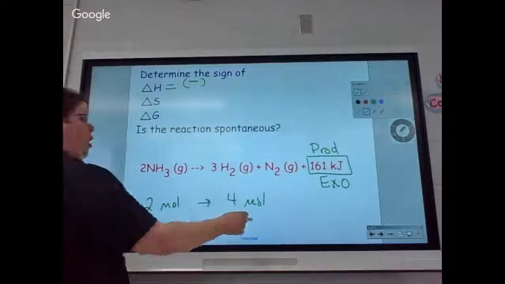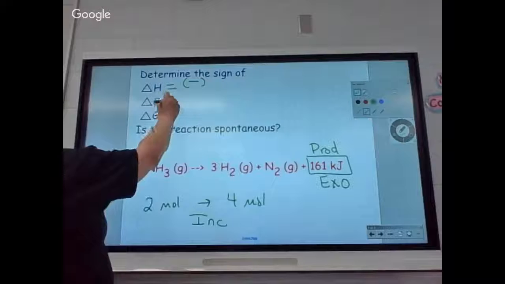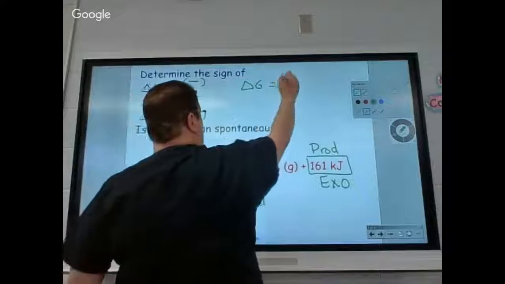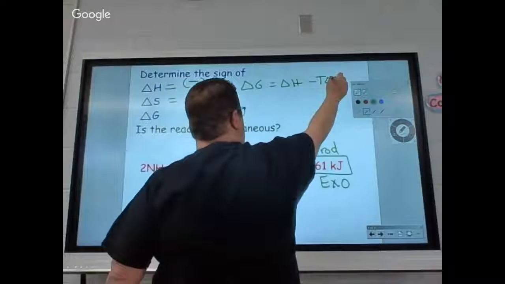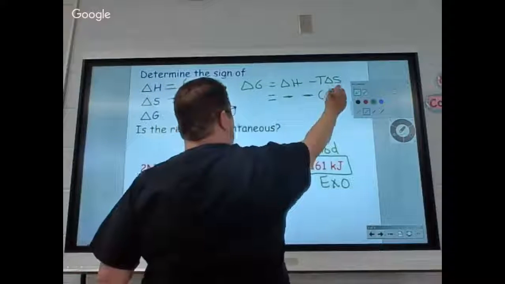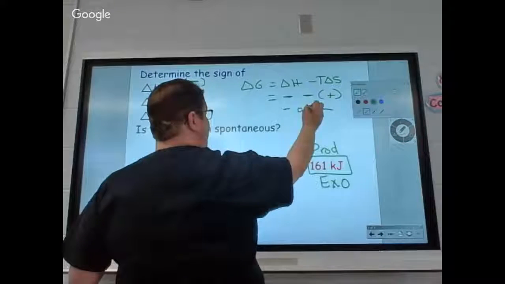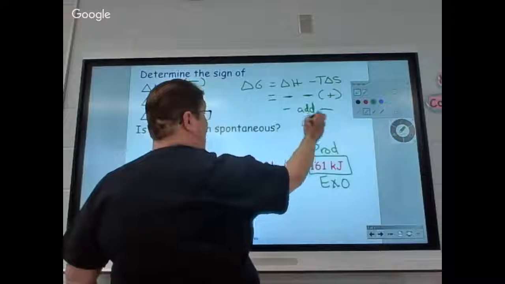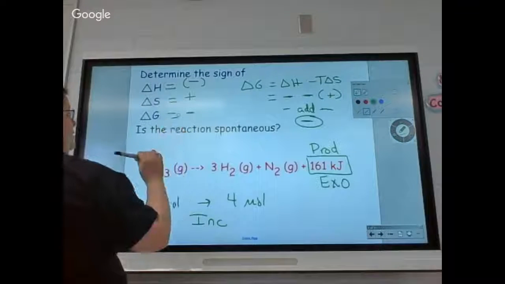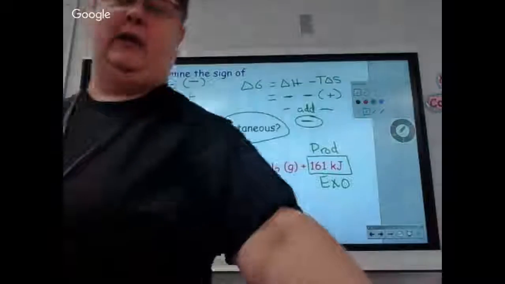If we go from 2 to 4, what happens to our entropy? It increases. So that means delta S is positive. So when we plug into delta G equals delta H minus T delta S, delta H is negative, minus a positive. What happens when you multiply a negative and a positive? What happens when you add two negatives? You get a negative. So is it spontaneous or non-spontaneous? It's spontaneous.